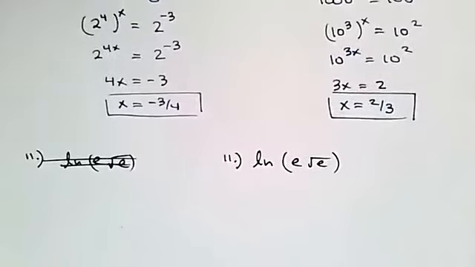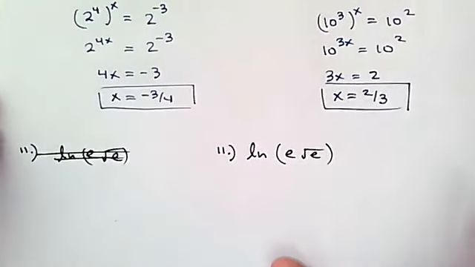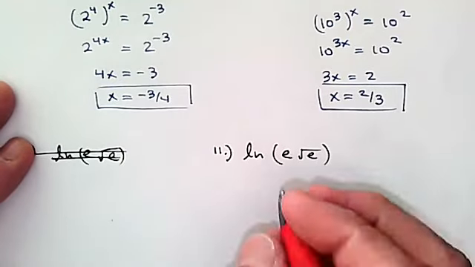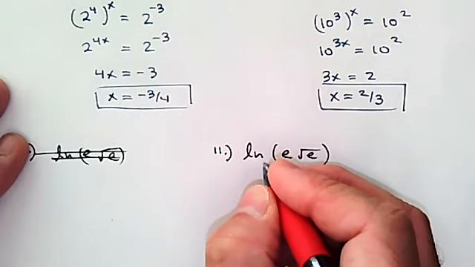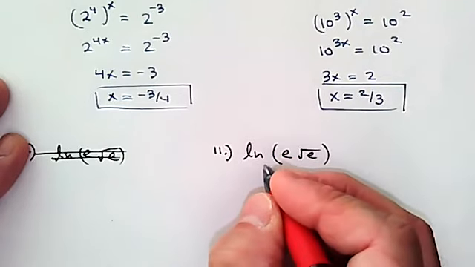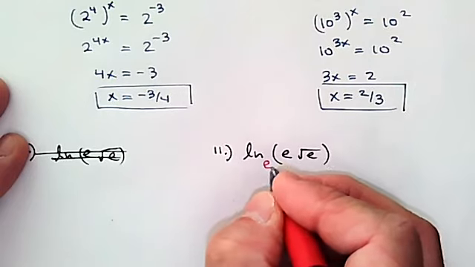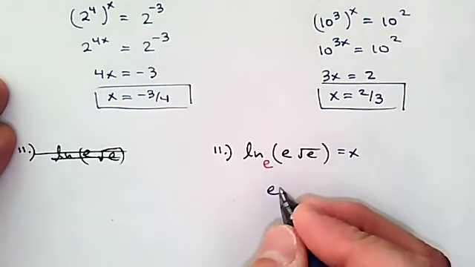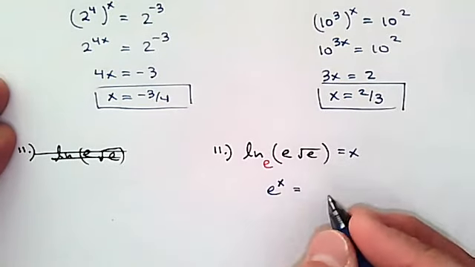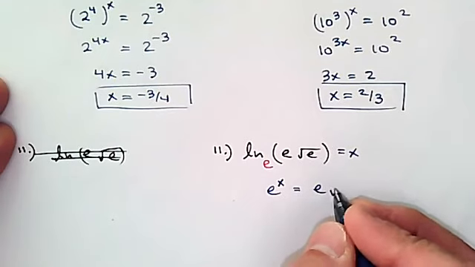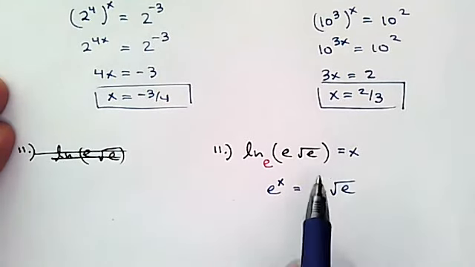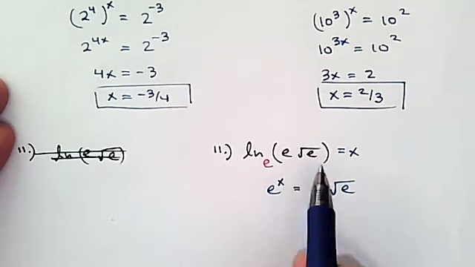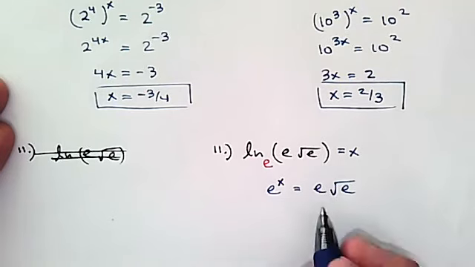And then one final one here. You've got to get comfortable with natural logs. Remember, the base of a natural log is the number e, which is about 2.7. We don't usually write it, but know that there is an invisible base e there. And my exponential form for this one is e to the x equals the inside, which is e root e. This is not the eth root of e. If I wanted that, I would have made the e a little bit smaller. This is e times the square root of e.